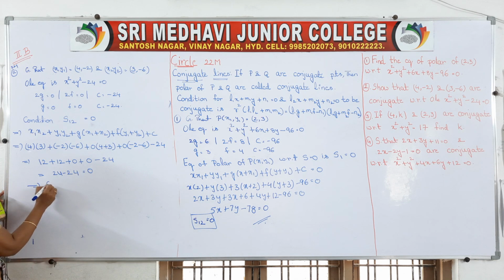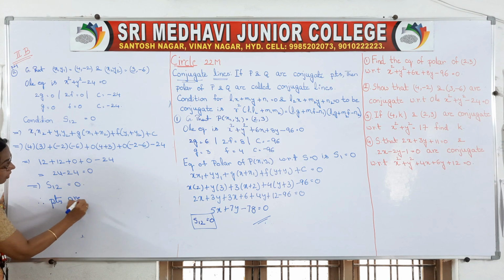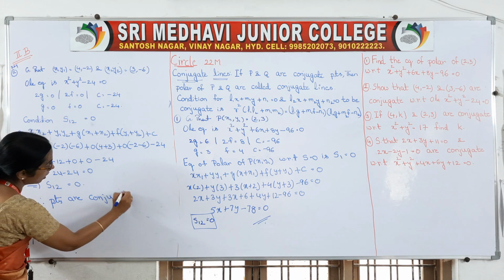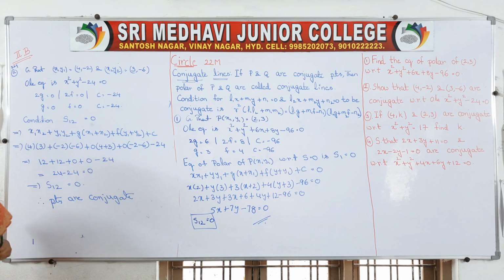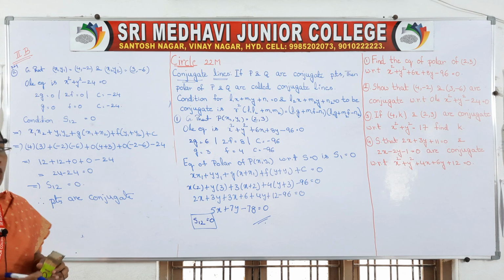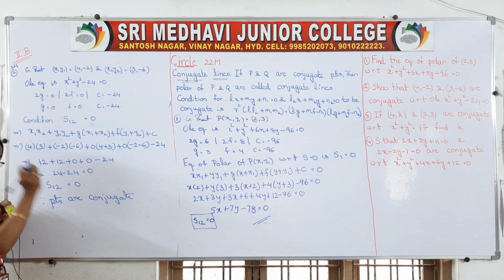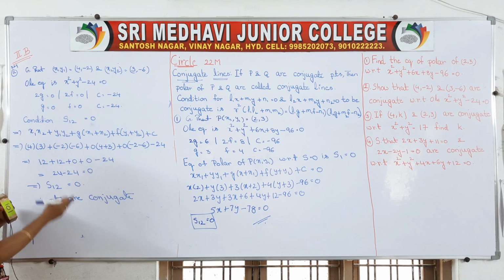So you got your S12 is equal to 0. Therefore, the points are conjugate points. So remember, if we want to prove any 2 points to be conjugate, we have to prove the S12 value must be equal to 0. Then we can say that those 2 points are conjugate to each other.